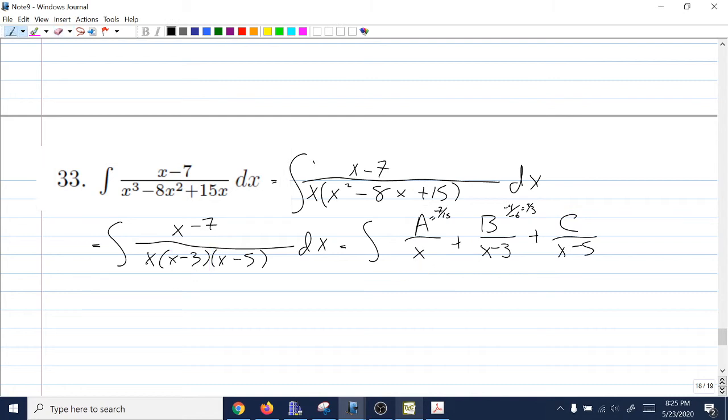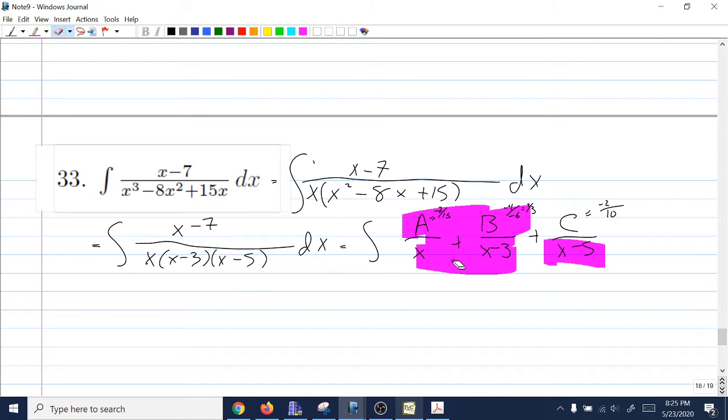Now let's get c. I'm going to multiply both sides by x minus 5, then plug in 5. That'll clear all that out. C is going to be, what do I get when I plug 5 into that? C is going to be negative 2 over 5 times 2, 10. That's a fifth.